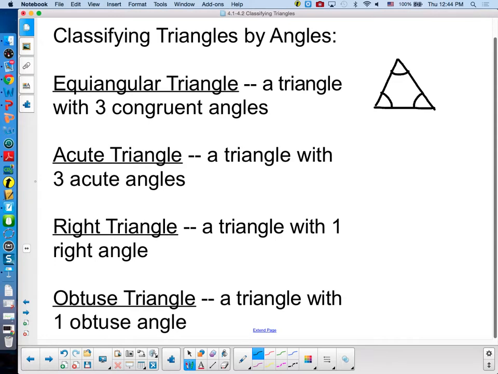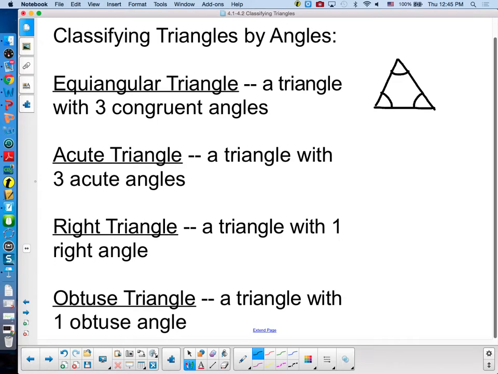Now the last screen there was equilateral. They don't mean the same thing. Equilateral means the sides congruent. Equiangular means the angles congruent.